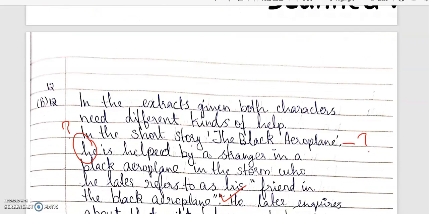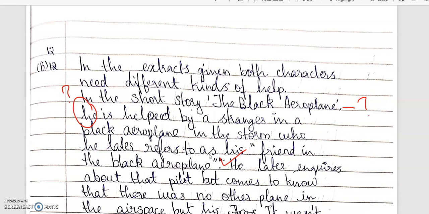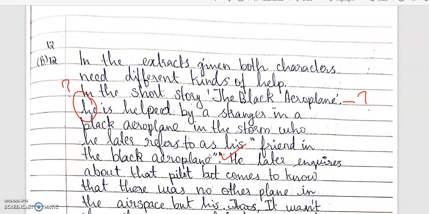This question requires comparative analysis. It is very vaguely written. No writer's name, no title in the very beginning in both the extracts, both characters. So the opening line is very vague.